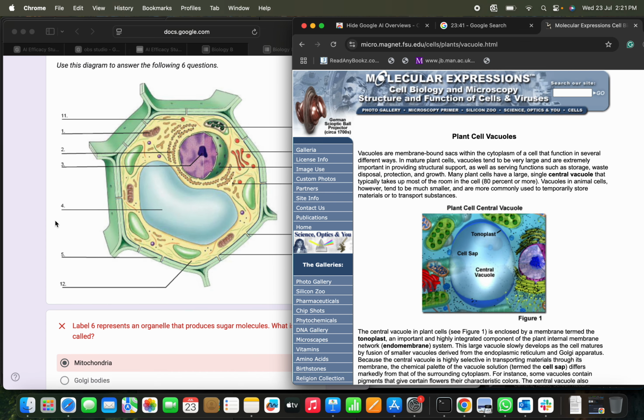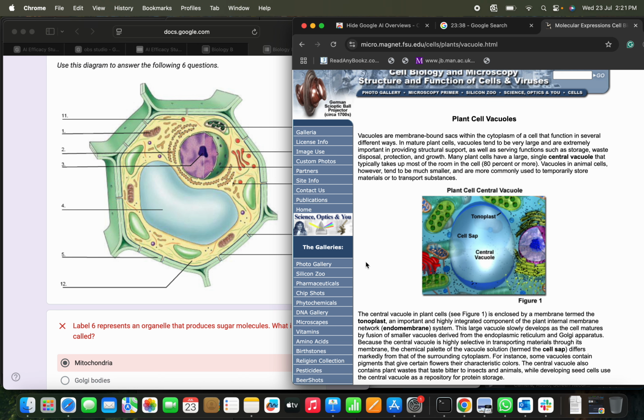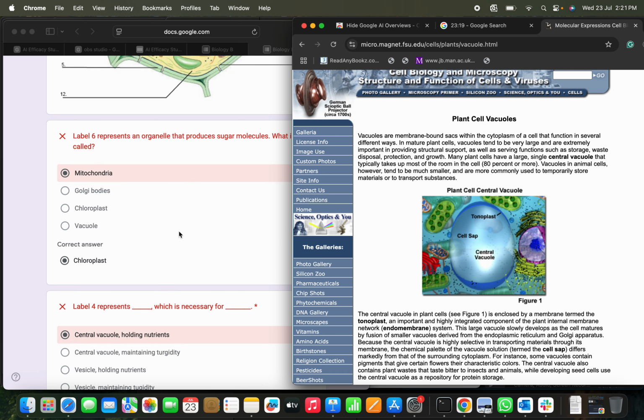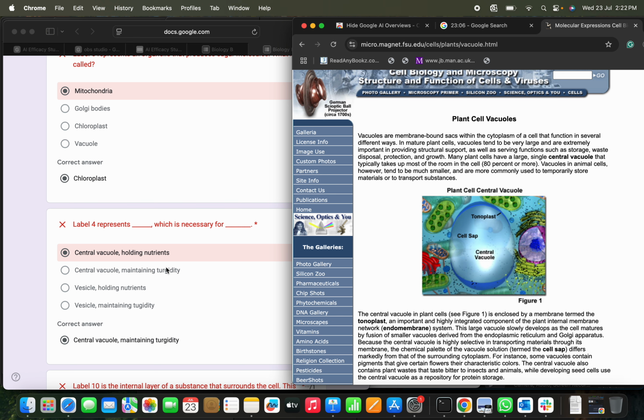So I'll just bring the diagram here. Okay, so this is the central vacuole. Vacuoles are membrane bound sacs. Okay, they have a membrane around them within the cytoplasm of a cell that functions in several different ways. In mature plant cells, vacuoles tend to be very large and are extremely important in providing structural support. Alright, and as serving functions as storage, waste disposal, protection, and growth. Many plant cells have a large central vacuole that typically takes up most of the room. Vacuoles in animal cells, however, tend to be much smaller and are commonly used for stored materials or to transport.